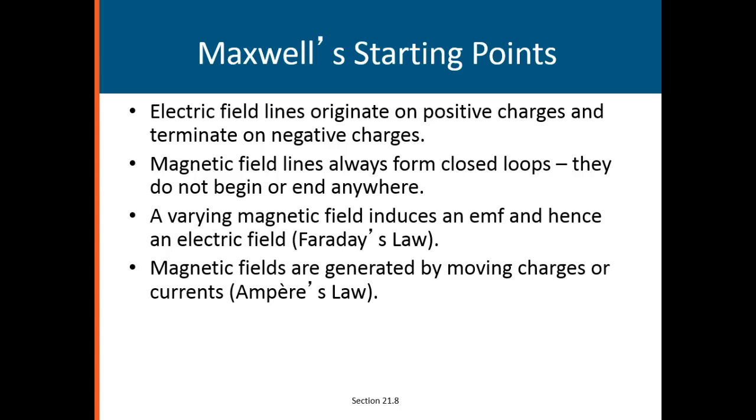A varying magnetic field induces an EMF, and hence an electric field. This is what we did in our labs. So a varying magnetic field induces an electric field. That's Faraday's law. But magnetic fields are generated by moving charges or currents. That's Ampere's law. So on the one hand, a varying magnetic field produces an electric field, and a varying electric field produces a magnetic field. This was the basis, and he built on that and came up with these equations.